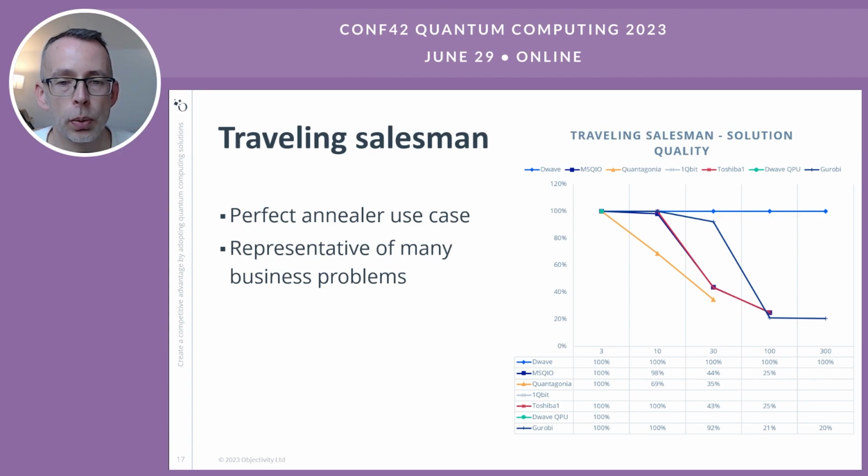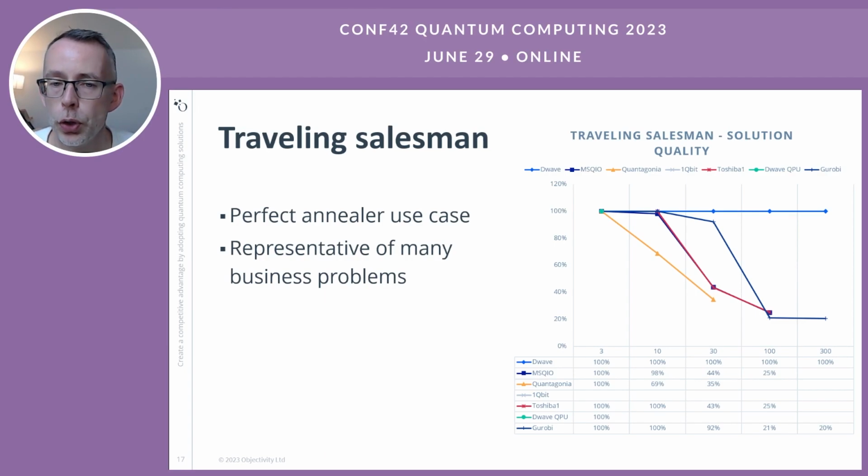The Microsoft quantum-inspired optimization starts to struggle beyond 10 cities. Quantagonia, similar story. Toshiba performs a bit better, but starts to drop off seriously beyond 100 cities, and then beyond that you start to run into the limitations of the hardware, of the number of variables it can handle.